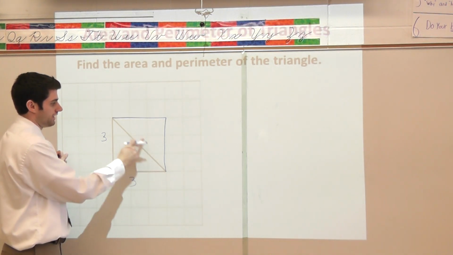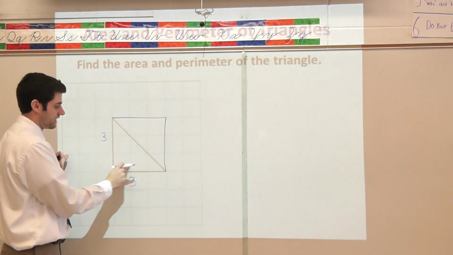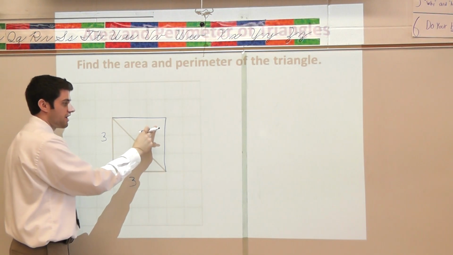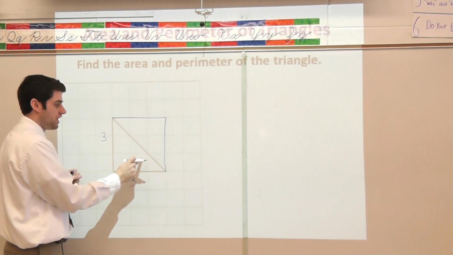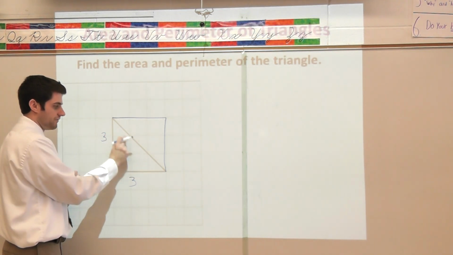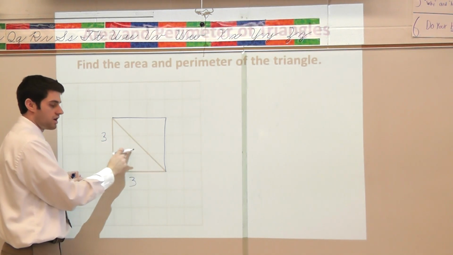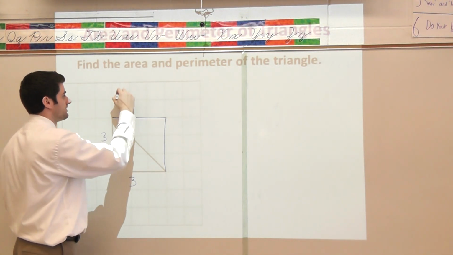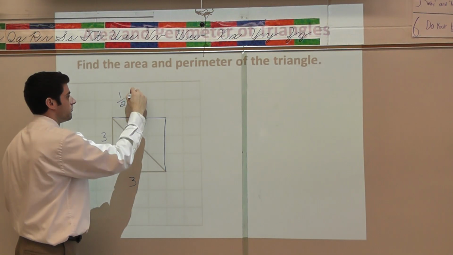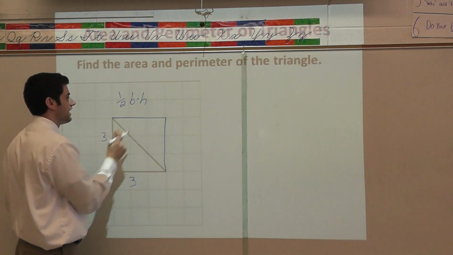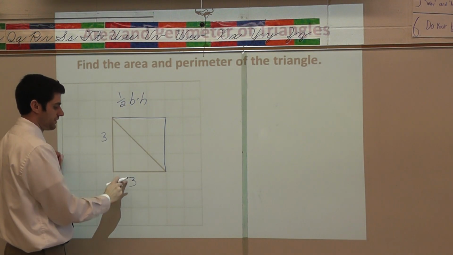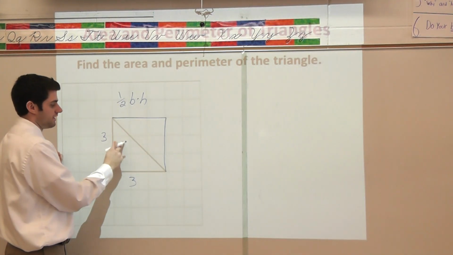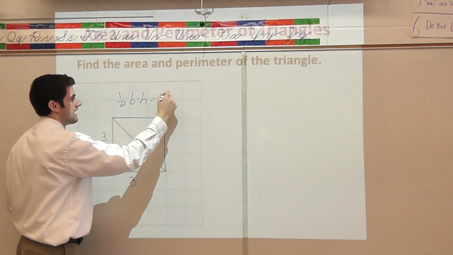Well, if I'm looking at the area of this triangle right here, I notice that this triangle is half of the square. These two are half. So if the total is 9, what's half of 9? Half of 9 would be 4.5. And that's basically half base times height. So the base, which is the bottom, 3, times the height, which was 3. 3 times 3 is 9, times the half is 4.5.